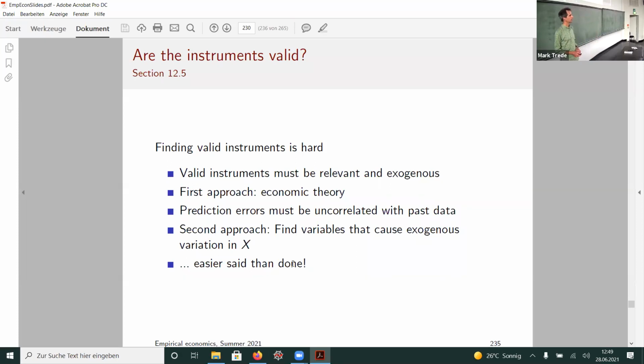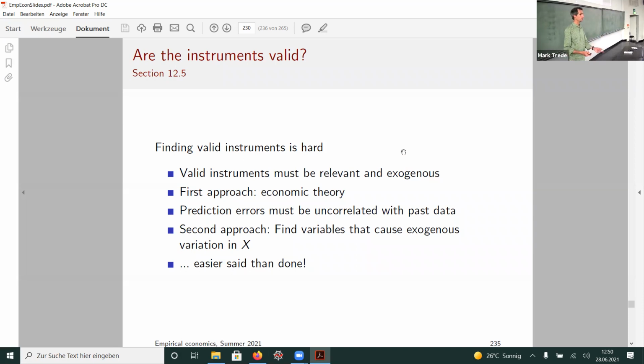This course here is about methodology, so we don't really do the empirical work here. We talk about how to do empirical work in general. So what's the methodology? It's easy to say that you need more instruments and you need valid instruments, but of course, in real applications, finding instruments is really hard because there's always some kind of impact that you could think about. So valid instruments must be relevant and exogenous. They must have predictive power for the X, but they must not have a direct impact on the Y. And that's usually really a problem.